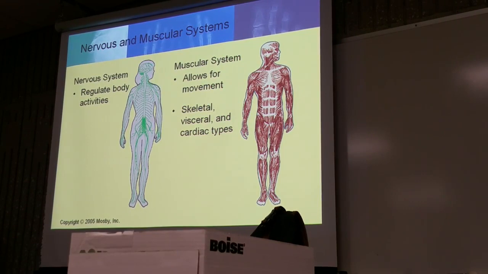Okay, nervous and muscular system. We don't do a lot of these types of procedures that involve the nervous or muscular system. Okay, but the nervous system regulates body activities. The muscular system allows for movement, skeletal muscles, as well as your internal organs and cardiac types of muscles.